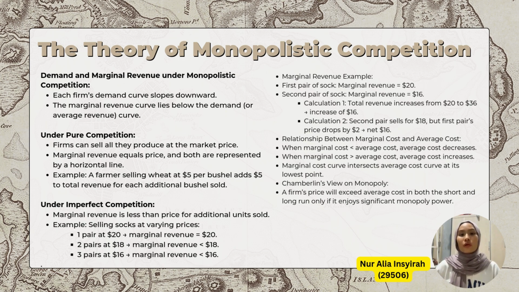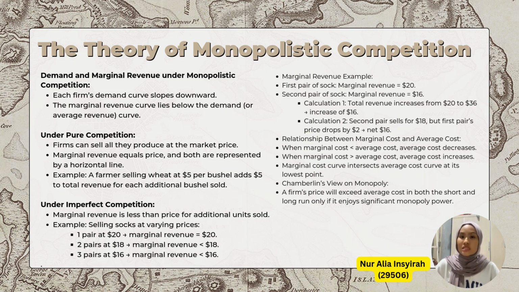Next, under pure competition, firms can sell all their produce at the market price. Marginal revenue equals price, and both are represented by a horizontal line. For example, a farmer selling wheat at 5 per bushel adds 5 to total revenue for each additional bushel sold. Under imperfect competition, marginal revenue is less than price for additional units sold.